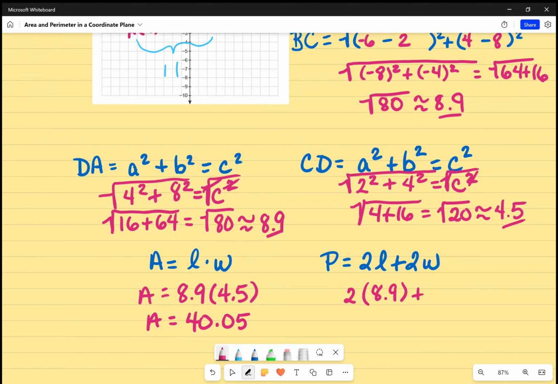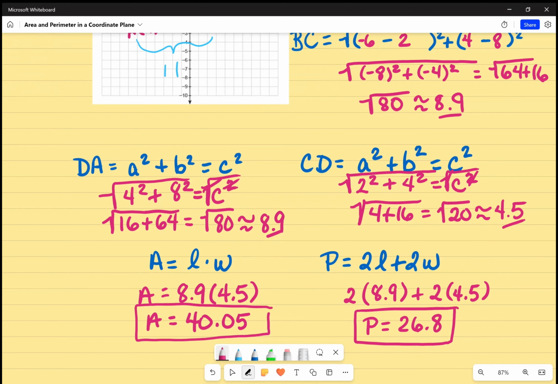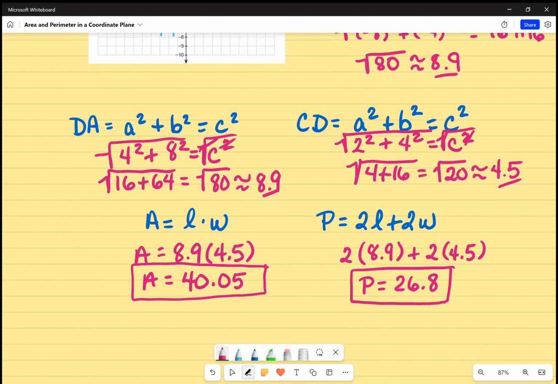So for your perimeter, take 2 times 8.9, add it to 2 times 4.5, for 26.8. And those should have had units next to them. Area is units squared, perimeter is units.